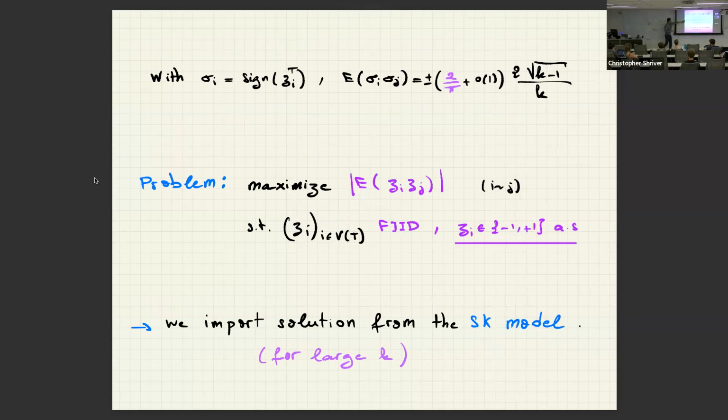All right, so I state again the problem. Over the space of factors of IID, can you maximize this correlation over an edge such that I am forcing you to have ±1? So the process has to be binary valued almost surely. This is the problem that we're trying to solve here. It's an optimization problem. I don't know the solution to this problem for every k. I only know the solution for large k. This is where the P star will come from. So we're going to import the solution from the SK model for k large.